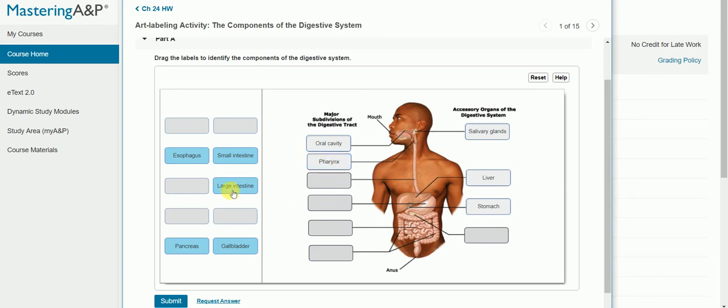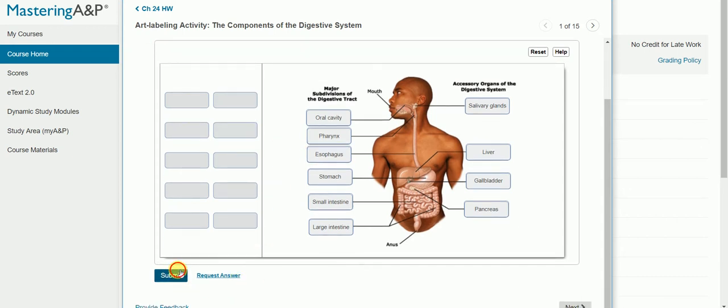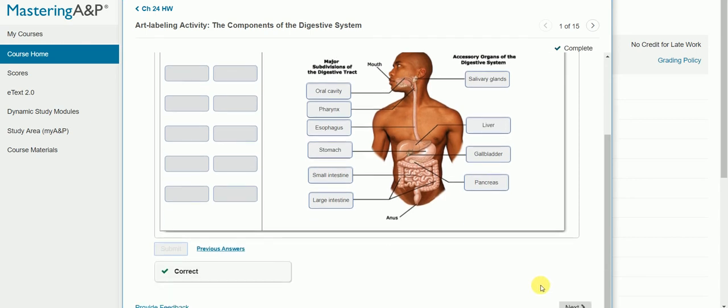That should be the pharynx. Large intestine. Whoa, looks like I made a mistake there. That should be the gallbladder. It's pointing at the gallbladder, that little small thing right there. That's the pancreas. This one right here is pointing at the stomach. Where's the small intestine? And this is the esophagus. Should be right. Yep.